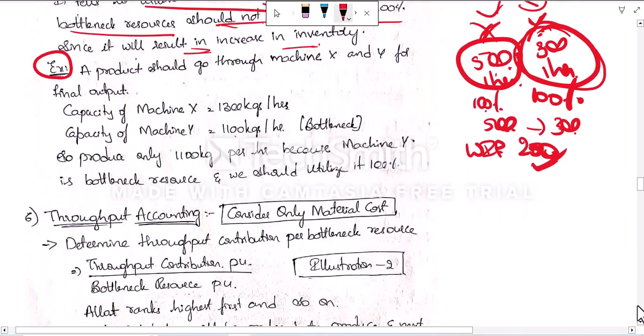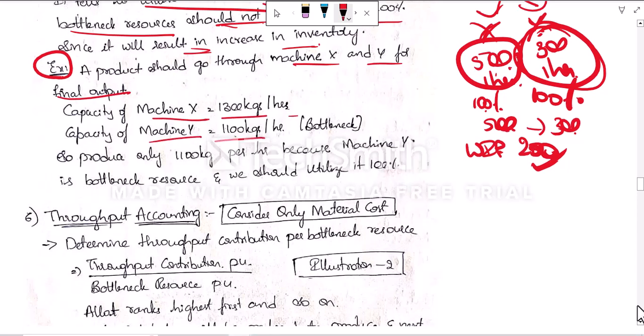No, I'll only tell. A product should go through machine X and machine Y for final output. Okay, machine X capacity is 1300 kgs per hour. Machine Y is 1100 kgs per hour. So this is the bottleneck. So produce only 1100 kgs per hour, because machine Y is the bottleneck resource and we should utilize it 100%.